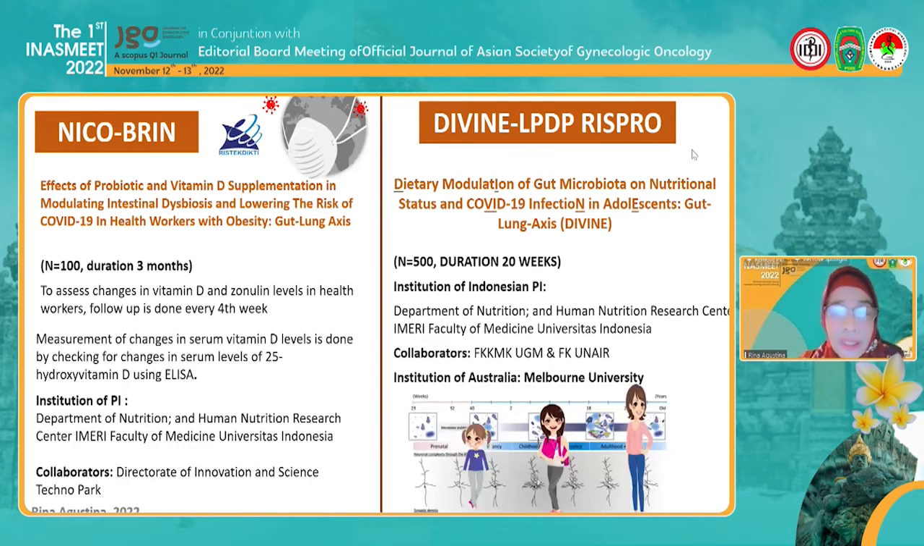The other trials that have just been finalized are on the effect of probiotics and vitamin D on intestinal dysbiosis, as well as a newly initiated trial on remodulation of gut microbiota in adolescents, involving about 450 up to 500 subjects in 3 different cities.